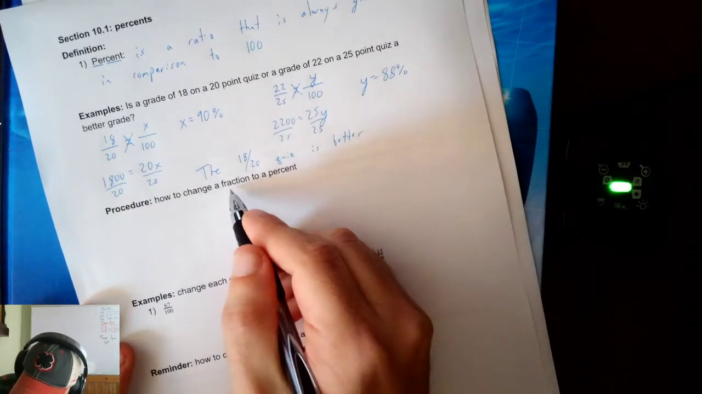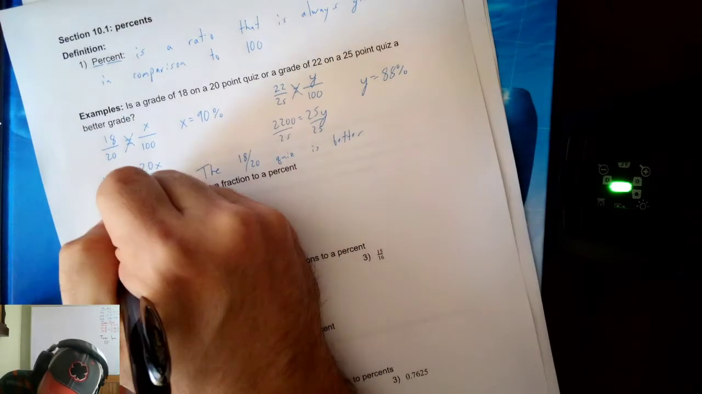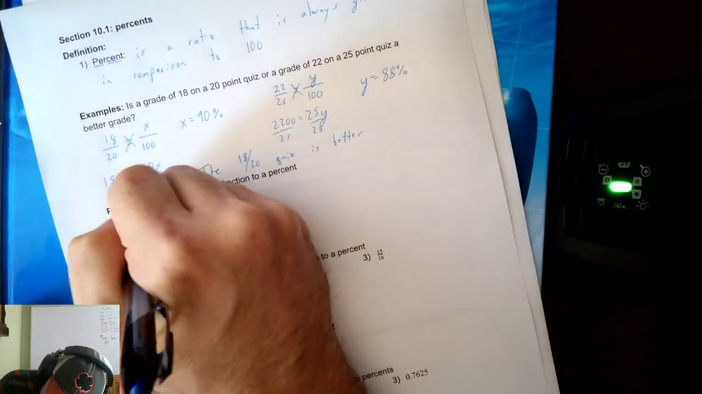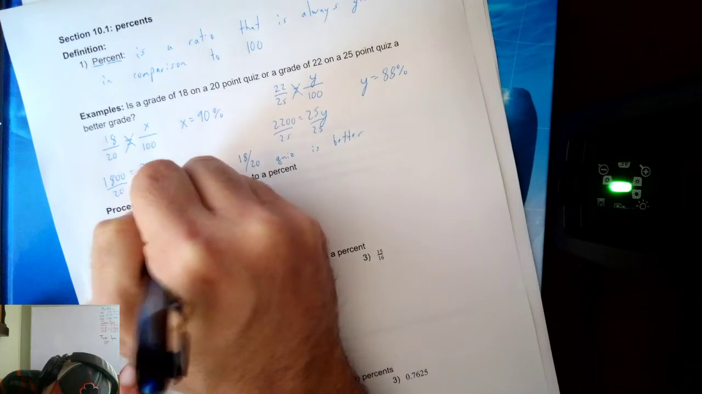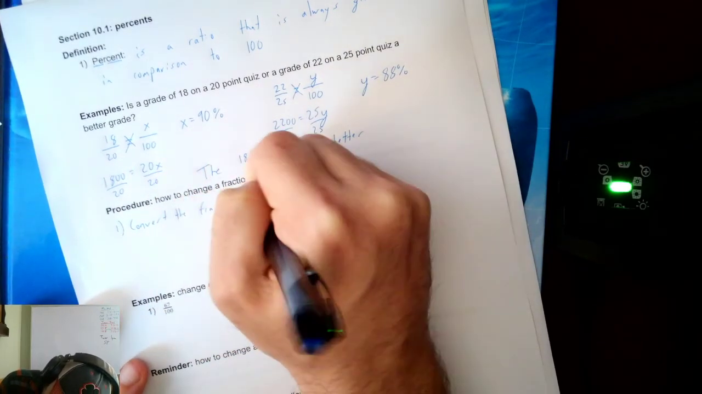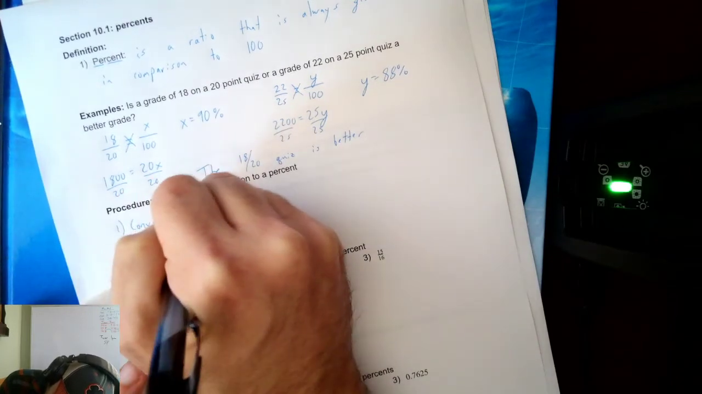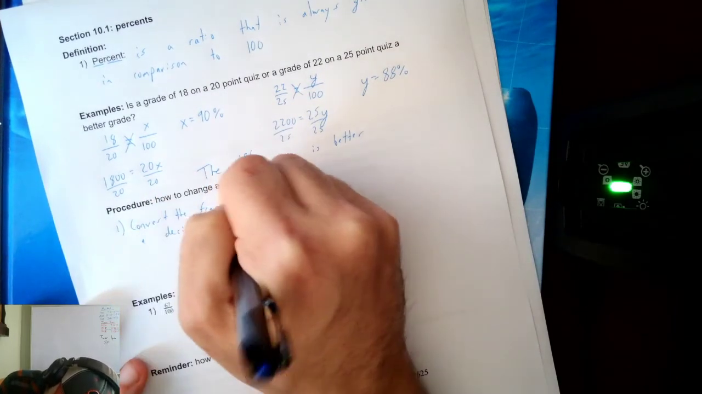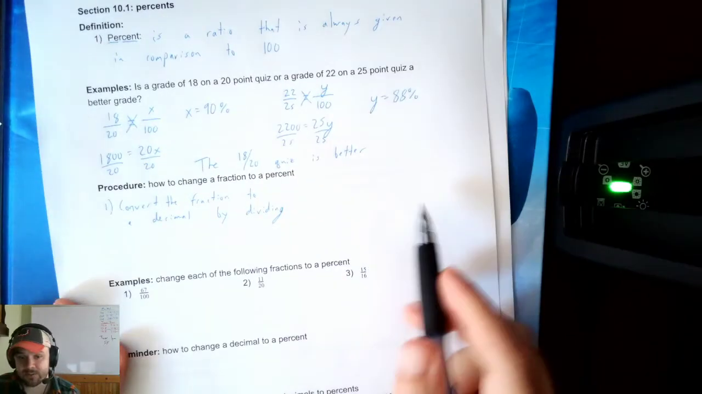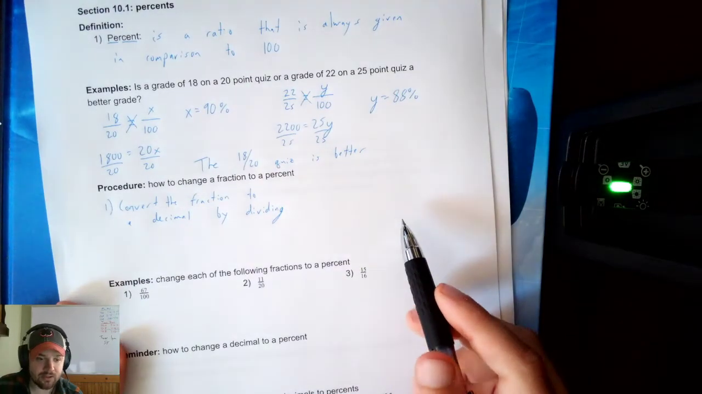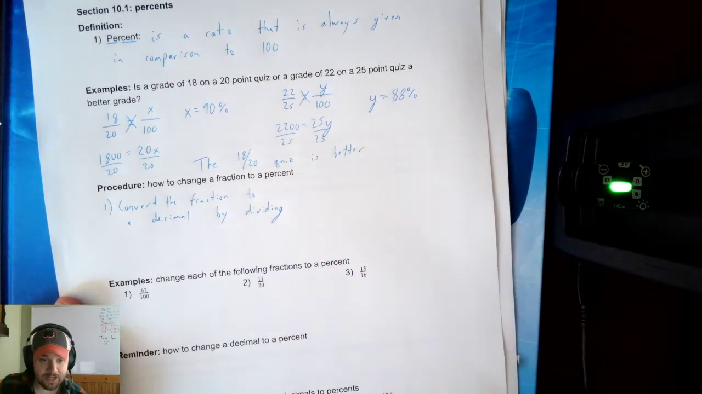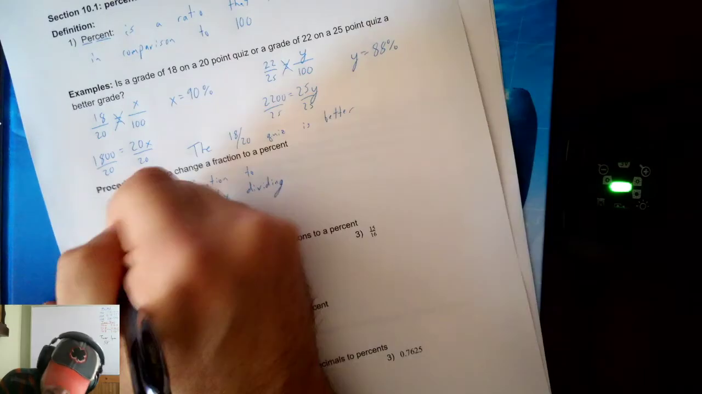So let's first look at how to go from a fraction to a percent. There are going to be 3 steps. The first step is convert the fraction to a decimal by dividing. Leave some space over here like I did when you're taking your notes, because we're going to draw something over here. So convert the fraction to a decimal by dividing. You're going to divide out the fraction and get a decimal.